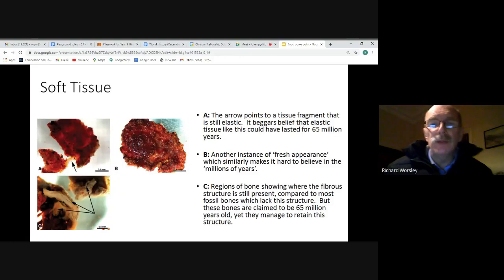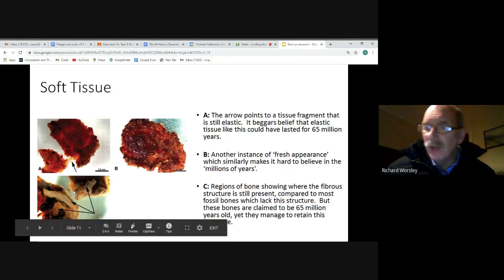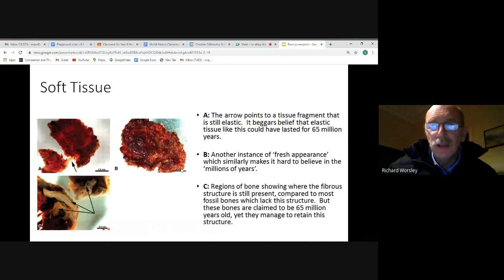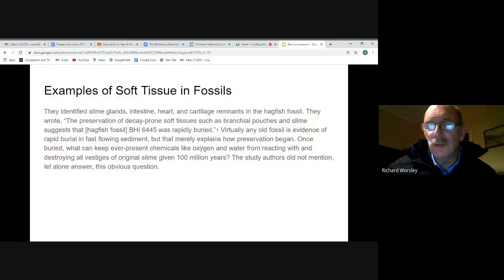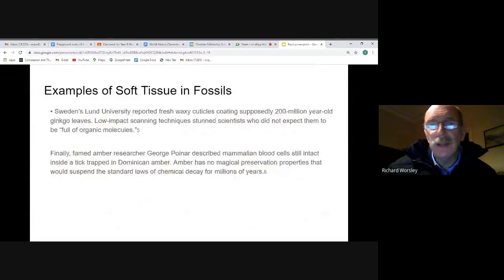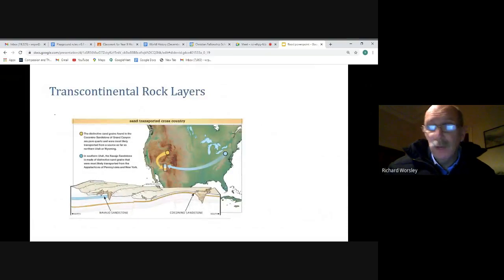If you remember, I also talked about the soft tissue, and you can see evidence of this which Mary Schweitzer found. As I explained, this has been found in lots of different animals. And I have sent the PowerPoint to people so that you can look at that in more detail.